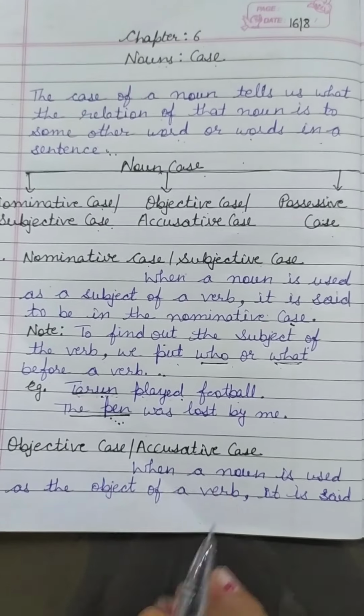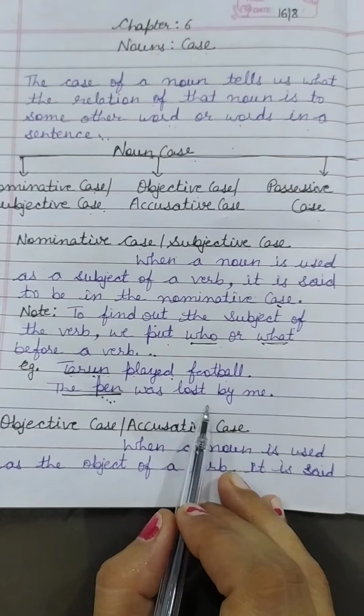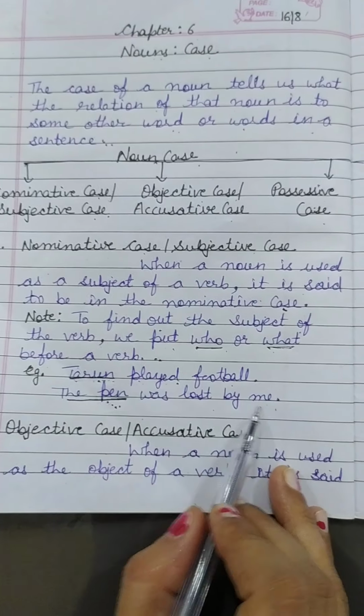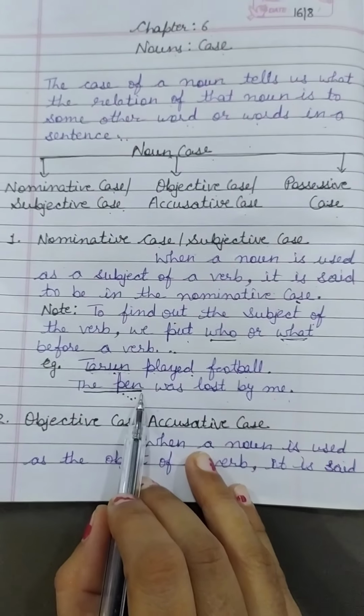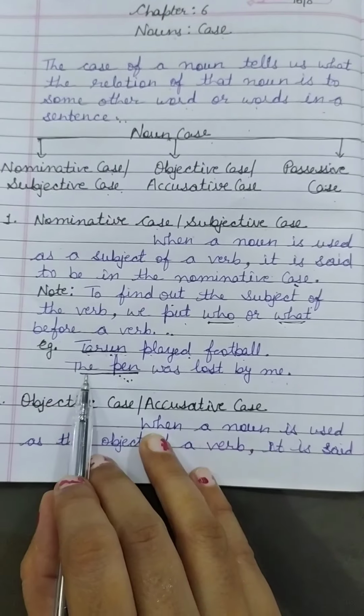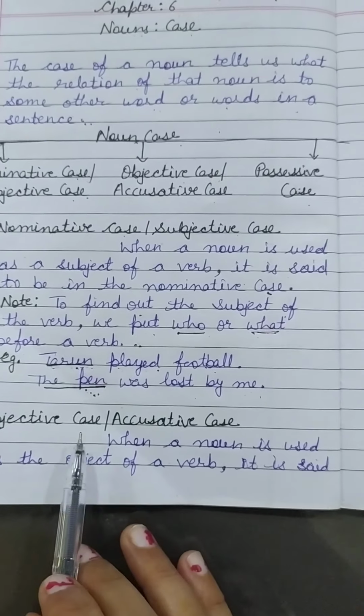Next example. The pen was lost by me. What was lost by me? The answer is the pen. So the pen is the subject here. It will be the subjective case.